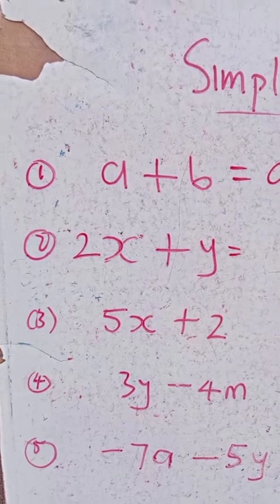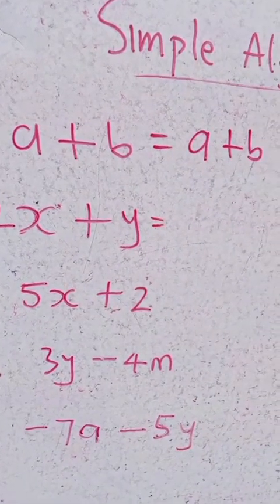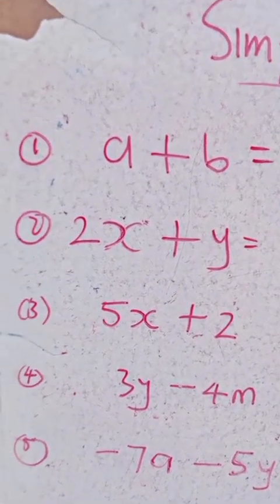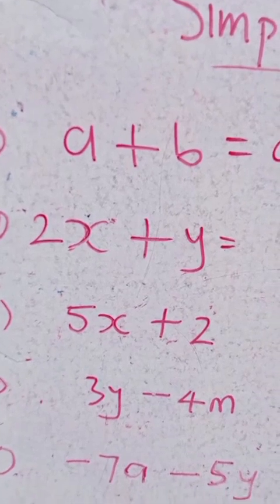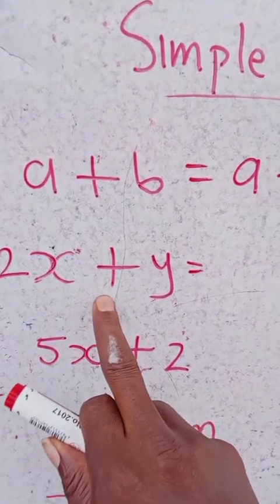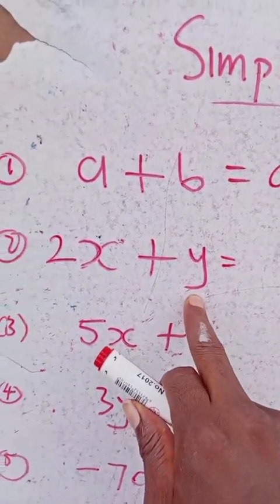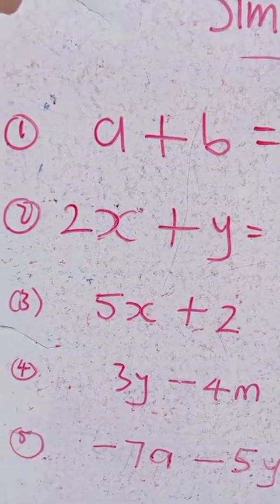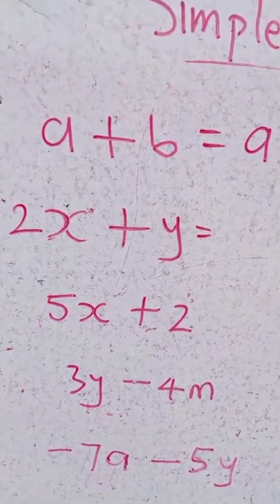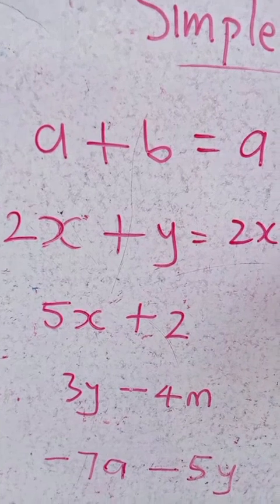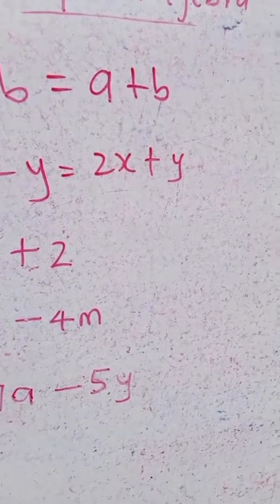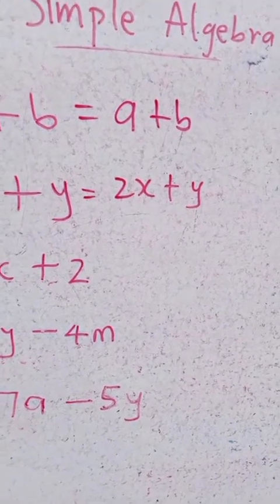So mathematics is applicable to our environment. That is why I'm trying to make it simple. The next one is 2x plus y. 2x meaning two goats plus one dog. Can you add them? No matter how you add it, they will still remain two goats and one dog, because you cannot add them. So you leave it the way they are.